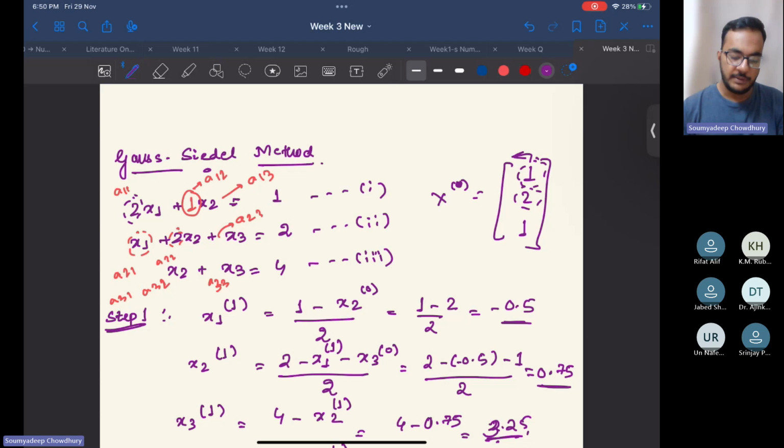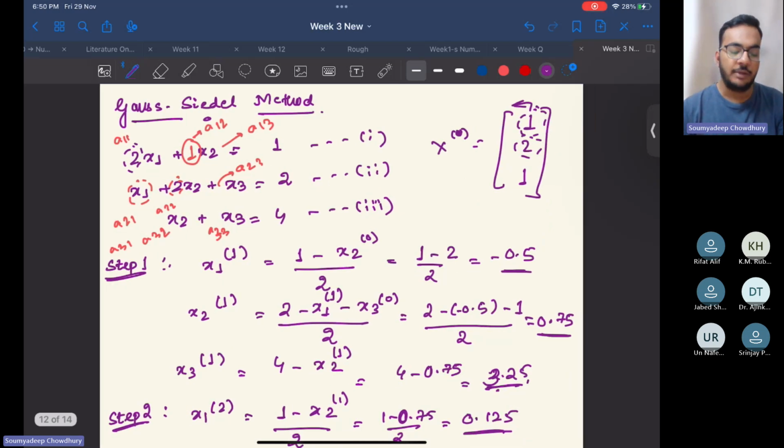Now, similar to the Jacobi method, we have another iterative technique to solve the equations, which is the Gauss-Seidel method. We'll try to see what is the basic difference between our Jacobi method and our Gauss-Seidel method. In the Gauss-Seidel method, it is a similar kind of process we will follow, but what is the difference here? Just see here, in the first step, we are doing x1 of 1 equals 1 minus x2 of 0 by 2. So it gives me 0.5.